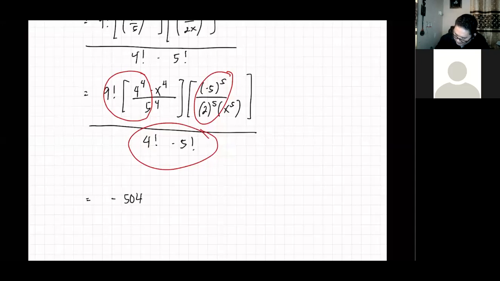Negative 5,040, kasi galing ito sa negative 5 raised to 5. Okay? Alright. And then, ano mangyayari sa exponent natin? X to the 4, x to the 5th. Magka-cancel out lang to, no? So, matitira, over x tayo. So, ito na yung 6th term natin doon sa problem.